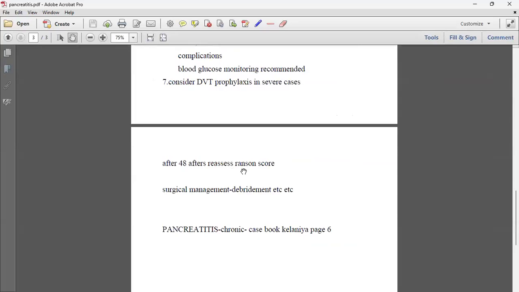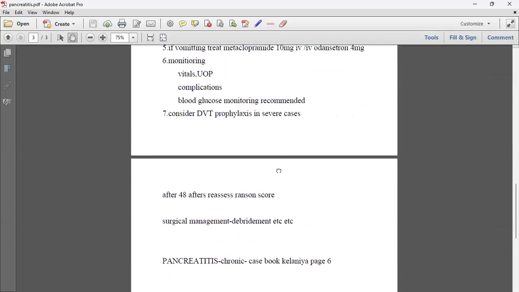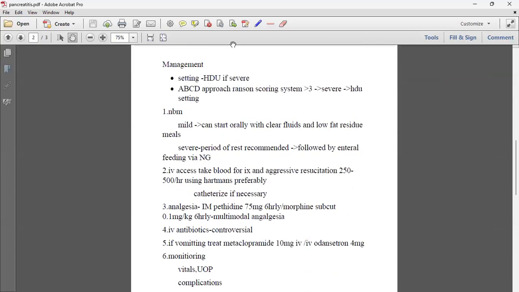Okay, so after 48 hours, you can say you will reassess the Ranson score. And if there is no improvement, then there are certain surgical management options. Okay. So basically, I think the best thing for you is to use this format, and when you guys go to the wards, look at a patient with acute pancreatitis, see the drugs the patient is on, and just add those drugs to this. Okay. And that's how you may write a complete answer for your SCQ.